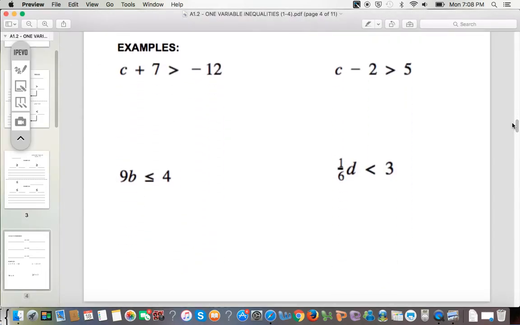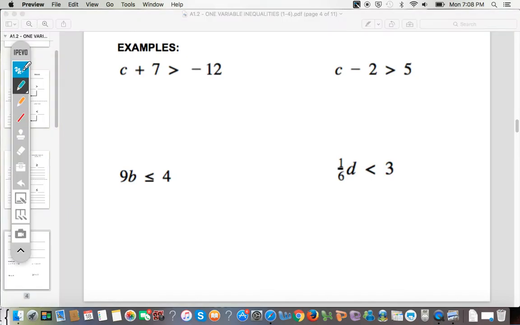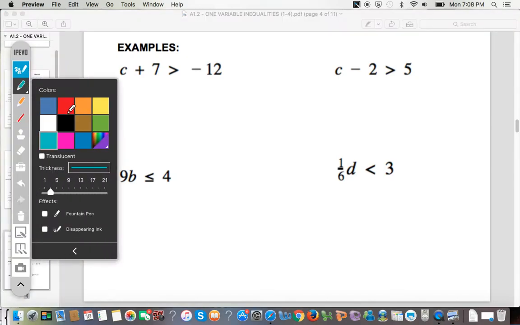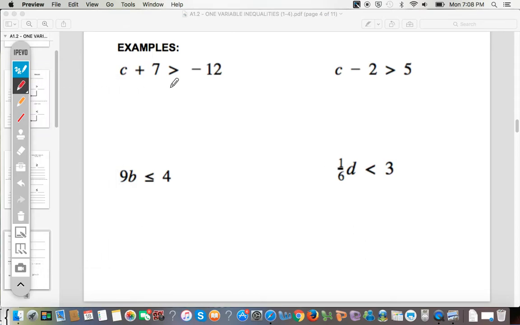All right, so let's look at some examples. It's important for these examples to know that we are solving them the same exact way as we did in A1.1, except instead of an equal sign, we have these signs right here. Okay, greater than, less than, greater than or equal to, and less than or equal to.